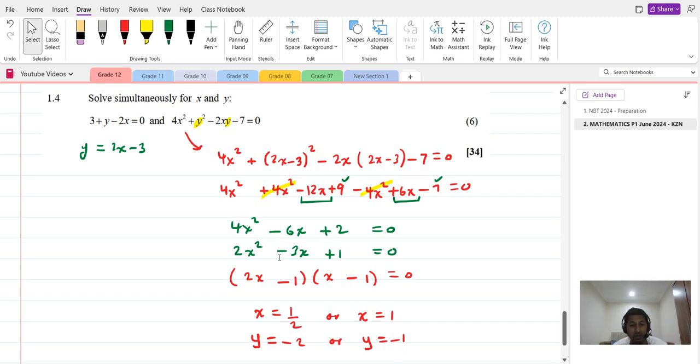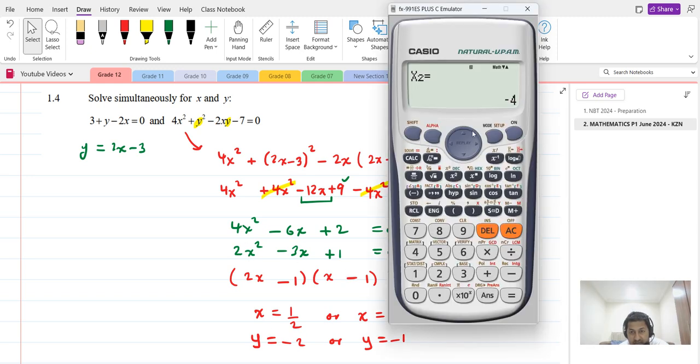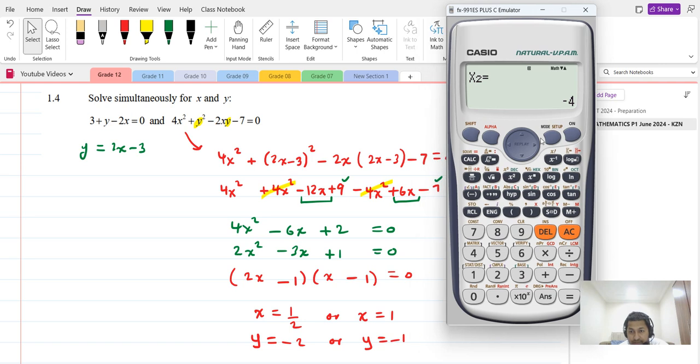Let's check if this actually works out. 2x squared minus 3x plus 1. Let's see if those are the answers. So go to mode 5 3. A value was 2, B value was minus 3, and C value was 1. Right, so you can see you're getting an answer of 1, and we're getting the second answer as half.